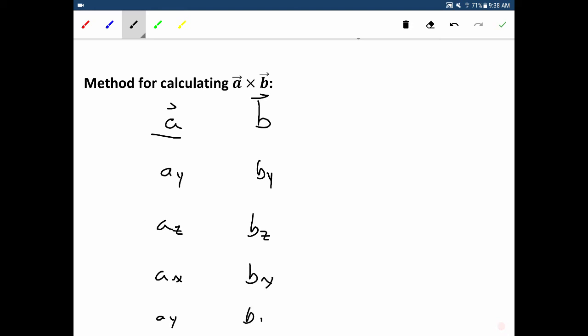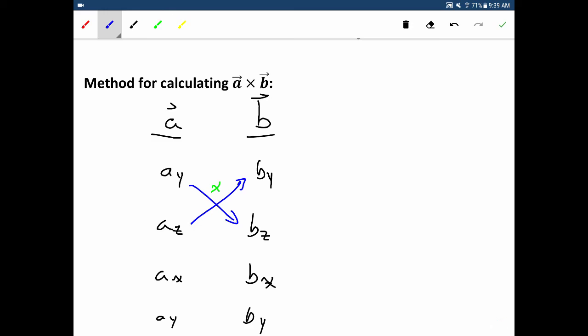Okay, and B to Y. There we go. So, list them like that. I didn't underline the B. There we go. All right. And what we're going to do to figure out the components here is take this and subtract this. That's my X.